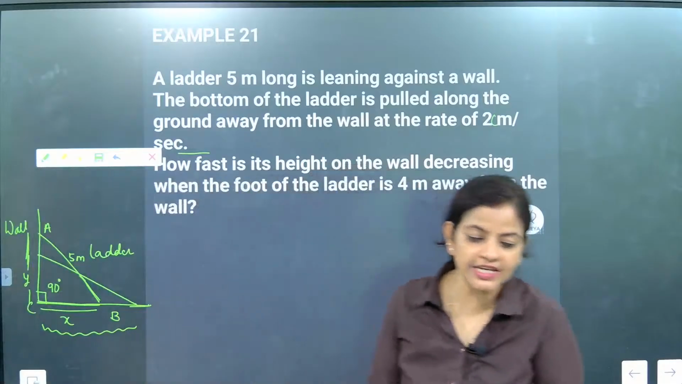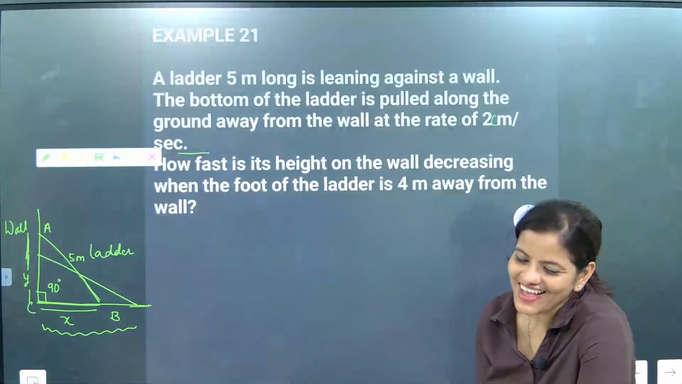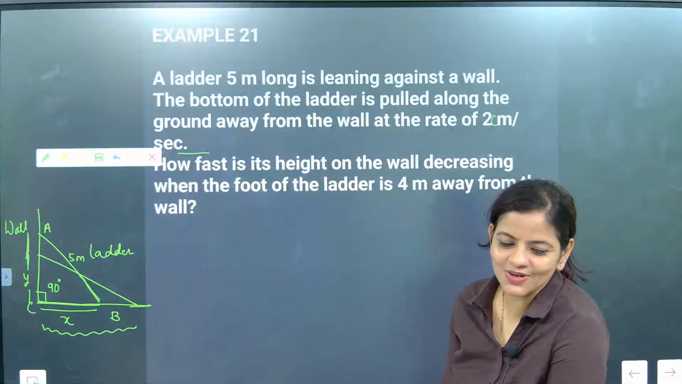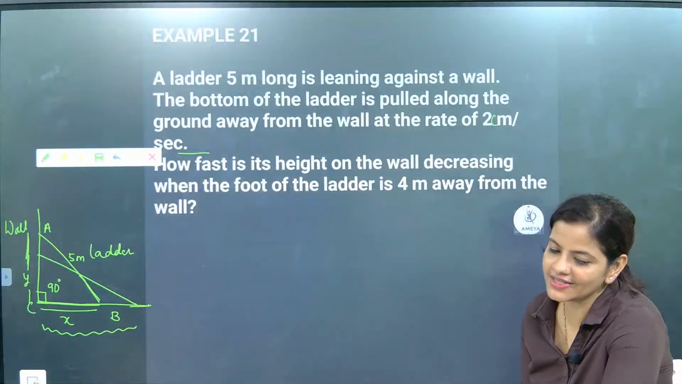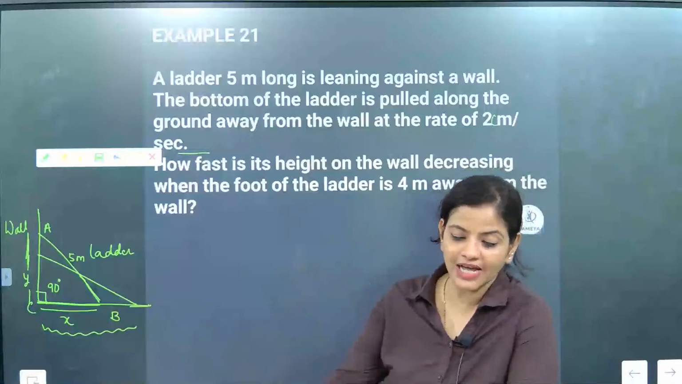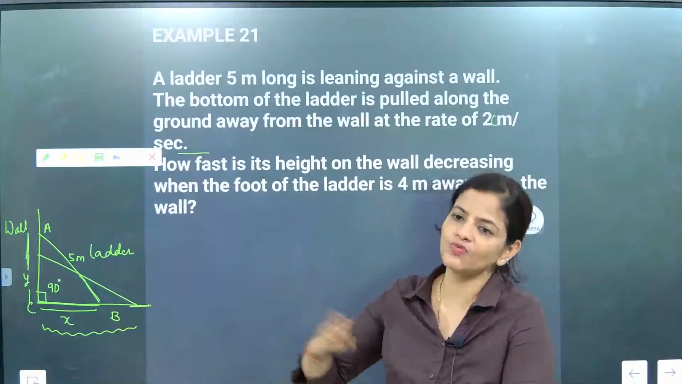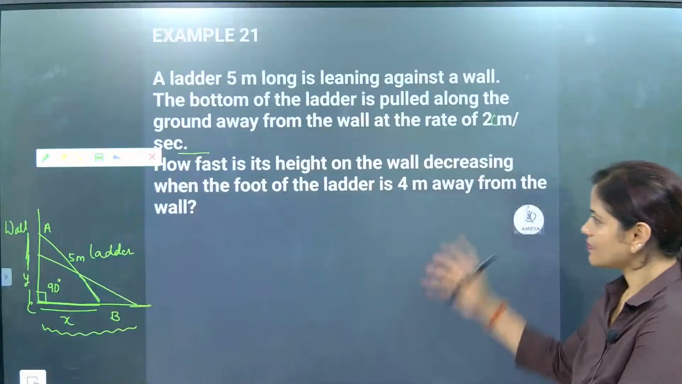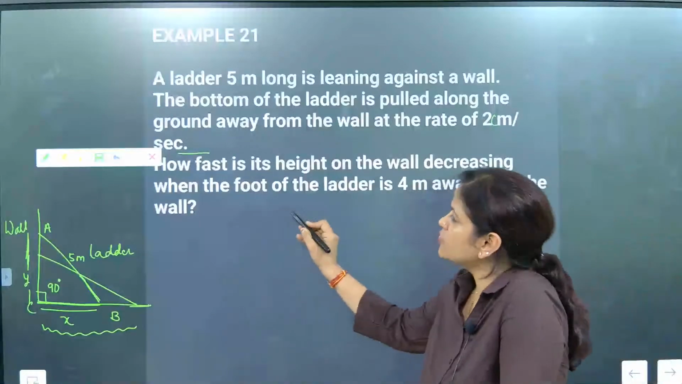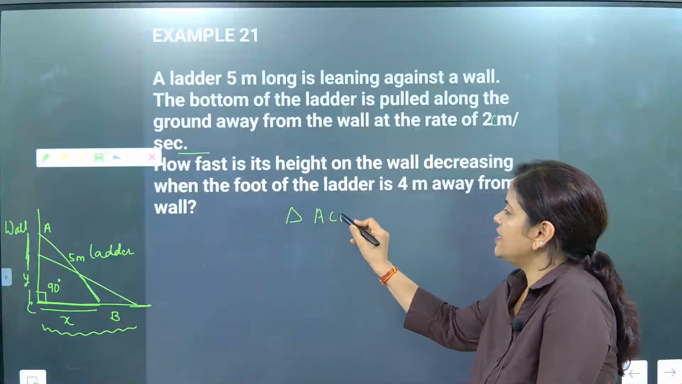Which one is decreasing and which one is increasing, beta? Y is decreasing and x is increasing. Understood? Y is decreasing and x is increasing. Once we differentiate, it will become dynamic. Dynamic means the dimensions will now be variable. So now again we will use a triangle. What triangle, beta? Triangle ACB.